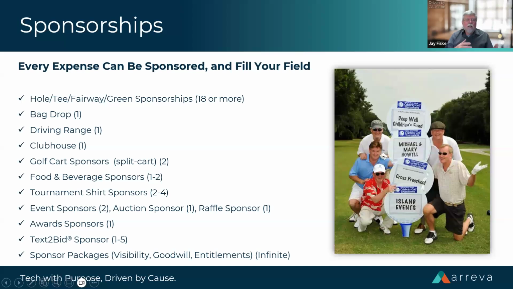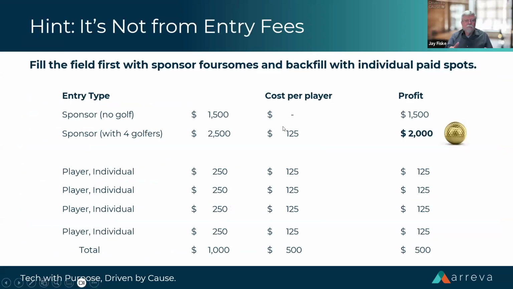So your whole tee, fairway, green spots, you've got 18 of those, 18 fairways. You've got a bag drop, a driving range, clubhouse, and so forth. All of these can be sponsored, and every one of these that gets sponsored is also relative to a foursome in your tournament, which means you won't have to sell very many individual spots. So let's go to the next slide. I'll show you how that works out.